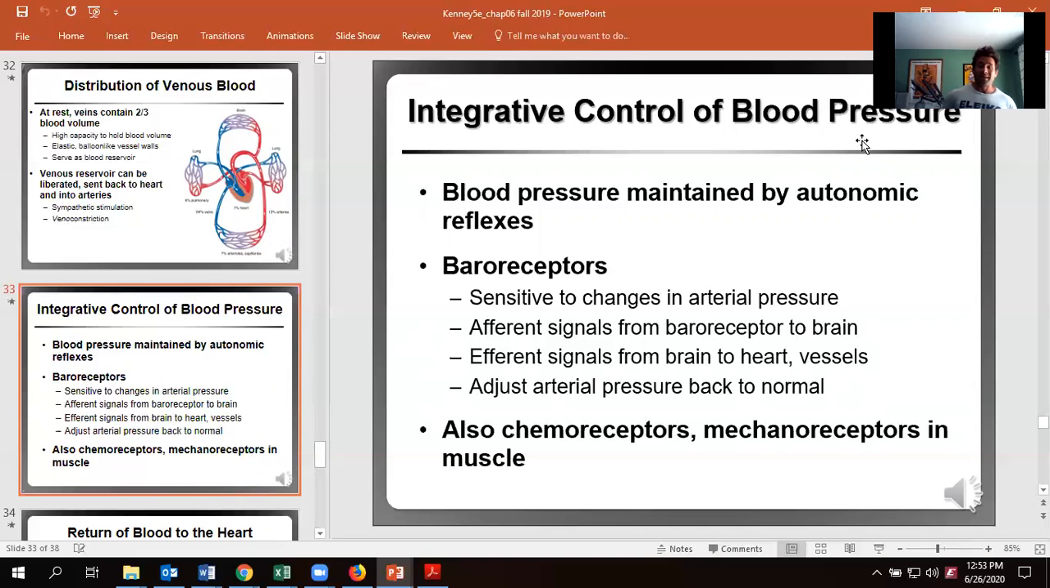Now, we're going to be maintaining this blood pressure by baroreceptors. They're effectively pressure receptors. These are good because we only want to have so much blood flow going to different areas of the body. If you put massive amounts of blood pressure going from your heart straight into your brain, you can potentially cause some negative issues.